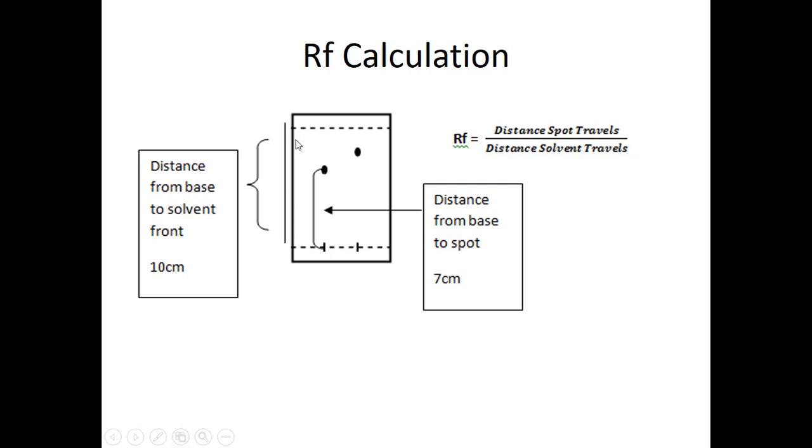And then we also have to measure the distance from where I spotted the spot to where the solvent stopped, right? That's called my solvent front. When I do that, I get a number here and a number here. So in this case, this would be 7 centimeters. This would be 10 centimeters. And then my RF calculation would be just the distance that the spot travels divided by the distance that the solvent travels, right? So the 10 would go here, the 7 would go here. And if we calculate this value, it would be 0.7.